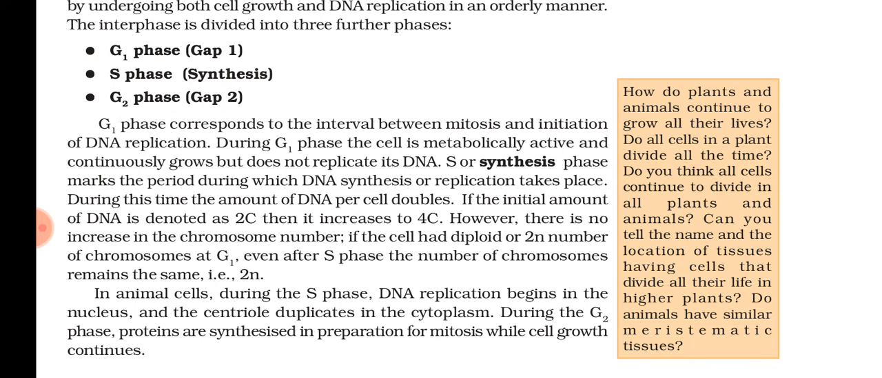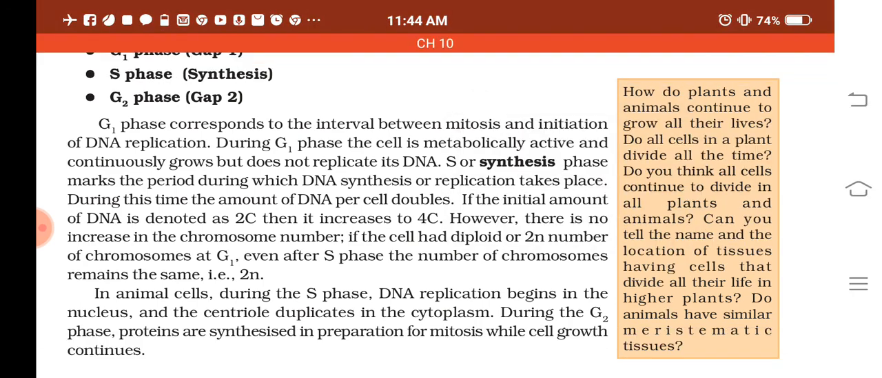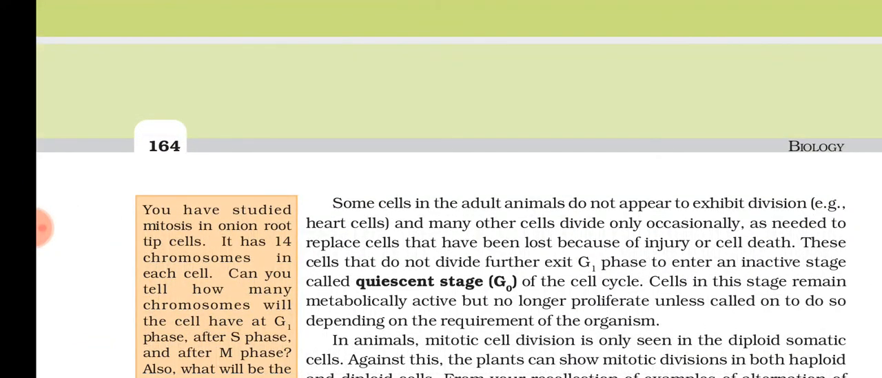It produces one more copy of it. So that takes place in S phase. And G2 phase is the continuation. The processes that started in G1 phase will be continued, like the synthesis of proteins, the other organelles, etc. Understood? Then I have told you the quiescent stage. This is a particular stage where the cells exit the G1 phase and remain in the inactive stage.